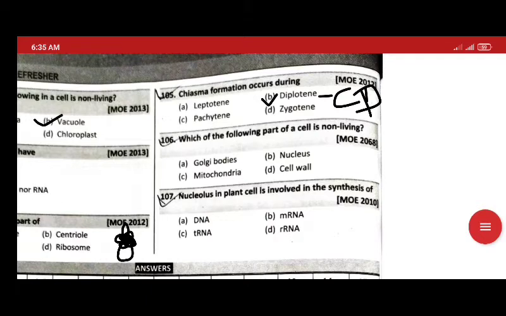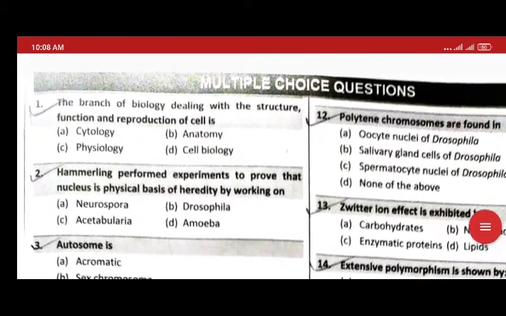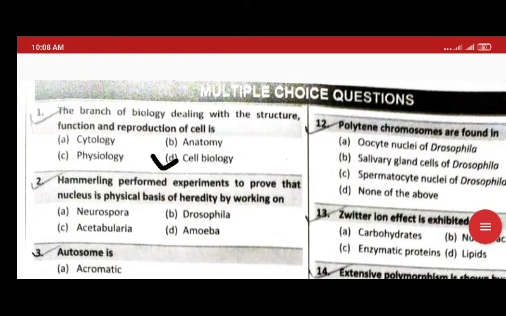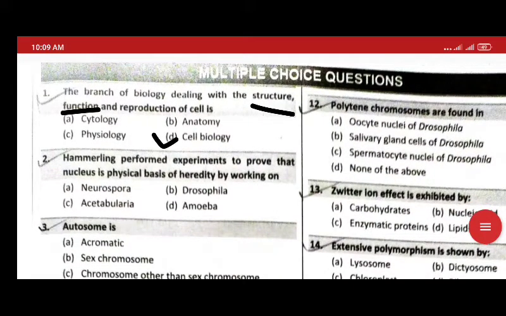Now which of the following parts of a cell is non-living? Cell wall, we have studied. Nucleolus is involved in rRNA. Continuing, the branch of biology dealing with the structure, function and reproduction of cell should be cell biology, because all this comes under structure, function and reproduction. Structure and function mainly come under cell biology, but reproduction can also be included according to modern cell biology.